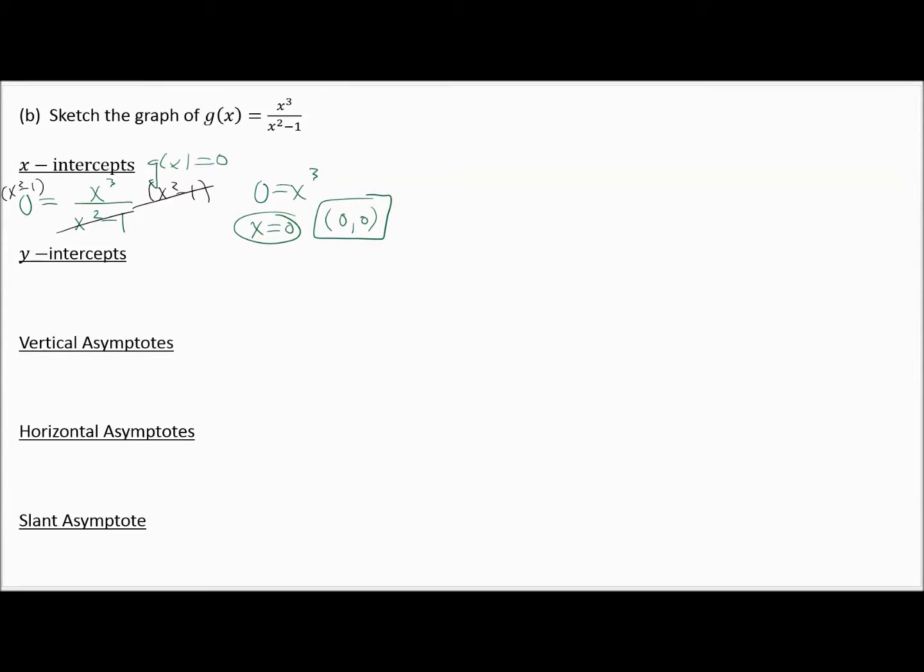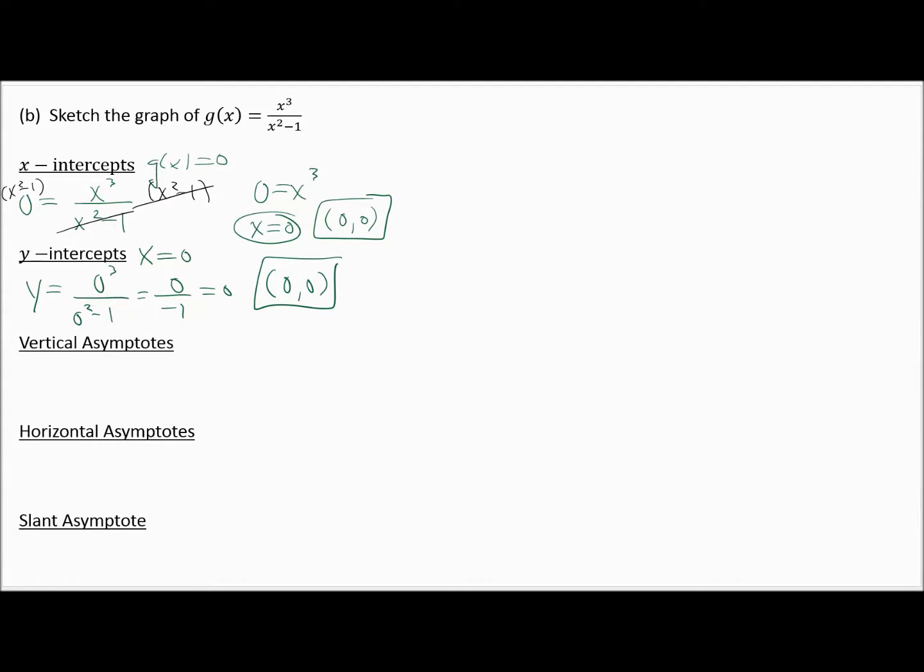To find a y-intercept, I need to do the opposite. I need to let x equal 0. So that would give me y equals, or g of x equals, if you like, 0 to the third over 0 squared minus 1, which gives you 0 divided by negative 1, which is 0. Now you know that if you get 0, 0 for the x-intercept, that also is the y-intercept. But I went ahead and did the work anyway.